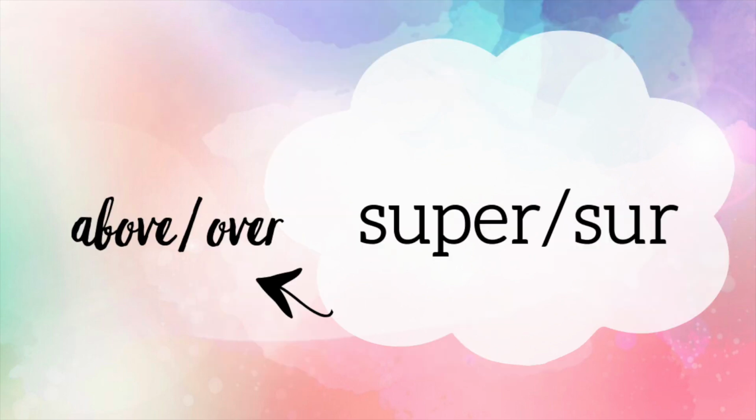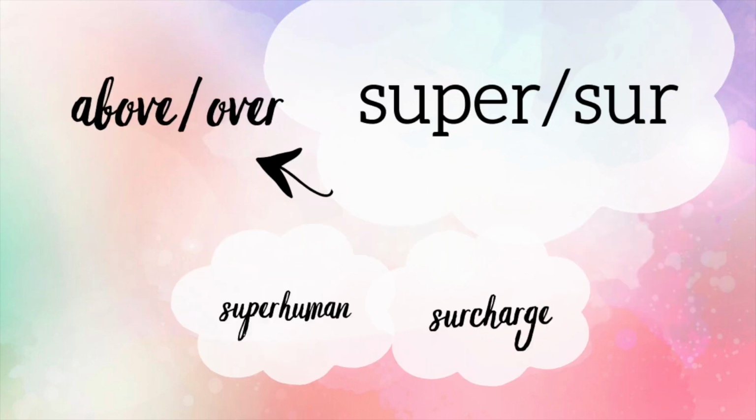Okay, let's go to the next one. So super or sur. For example, superhuman or surcharge. So superhuman is somebody that shows exceptional ability or powers. Sometimes we see in movies, we talk about how superheroes are superhuman. They have these remarkable abilities, exceptional abilities, heroic, over and above other human beings, right?